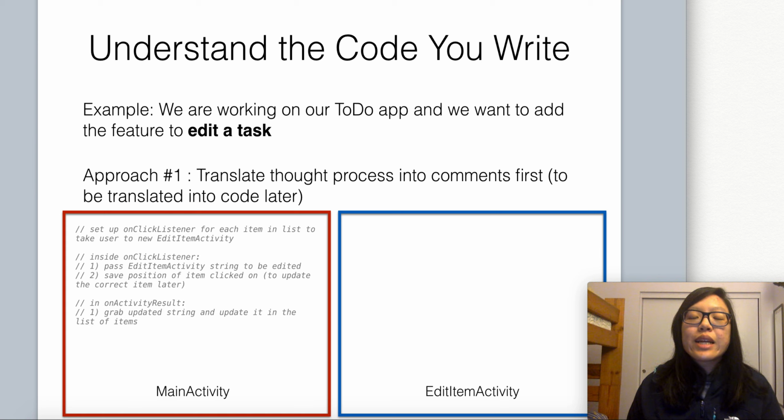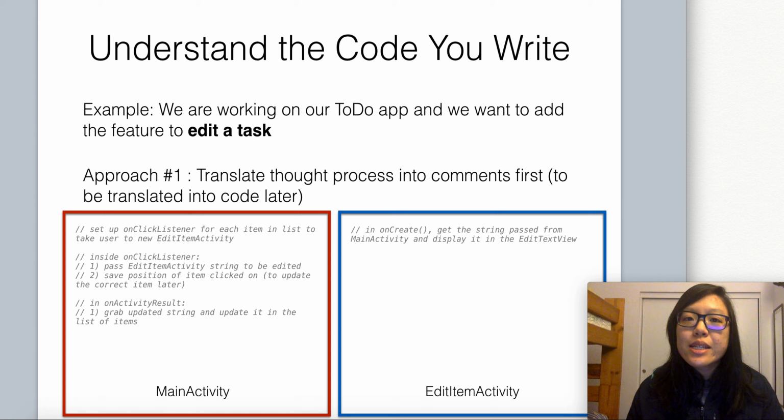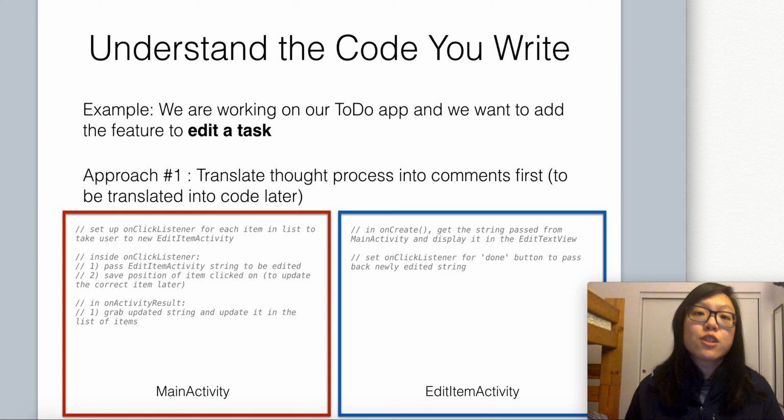And then the last thing I need to do in main activity is, in the onActivityResult method, grab the updated string that edit item activity passed me and update my local list of items. And then in edit item activity, I need to get the string that was passed from main activity and display this original string in some kind of edit text view. The second thing I need in edit item activity is an on-click listener for a done button so that we can pass back the newly edited string to main activity, and so that the edit can be persisted and shown to the user.